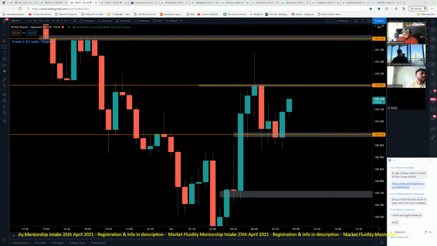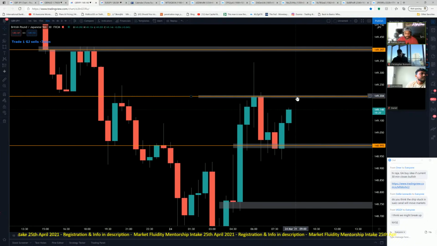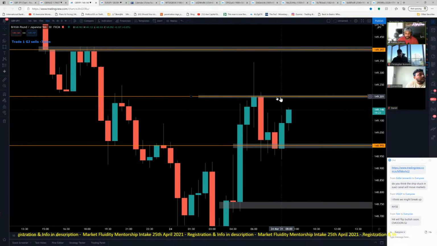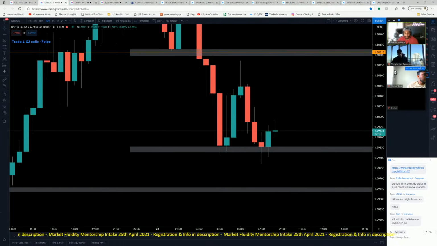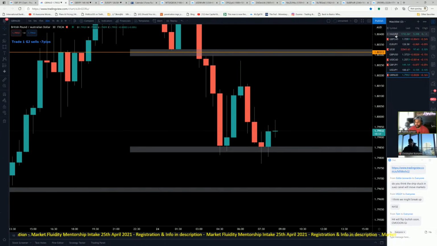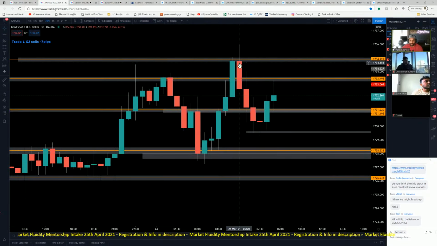Would you be taking a trade if price breaks the zone in the NYSE? Yes, I'd be taking a trade above 149.200 if we break above around New York Stock Exchange open. But we'll see how price reacts to this level at this point. Everything is just ranging. GA is also at this level over here. Looking at gold, we're still at 1732.